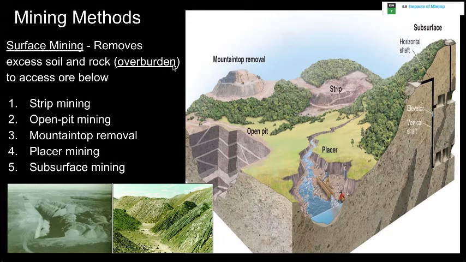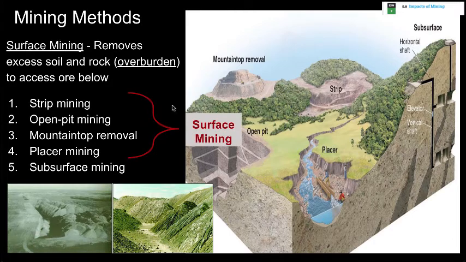So here's our mining methods. Surface mining removes excess soil and rock to gain access to the ore below, and we're going to go over 4 here real quick. So these are all surface mining methods. So you have strip mining, which cuts into specific sections or layers and just extracts a single strip in an area.